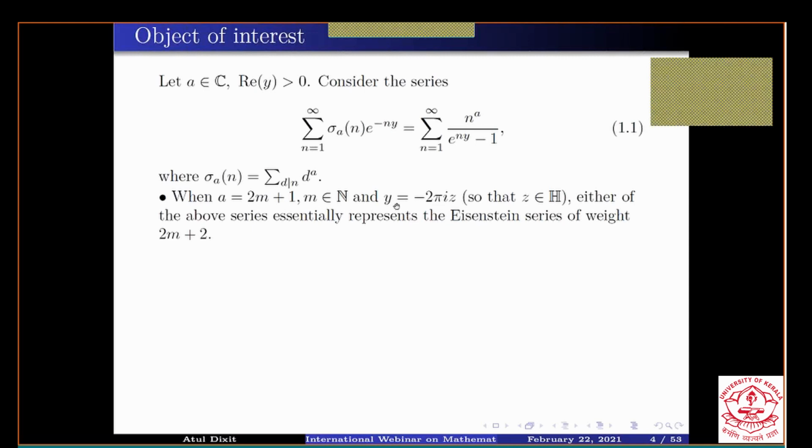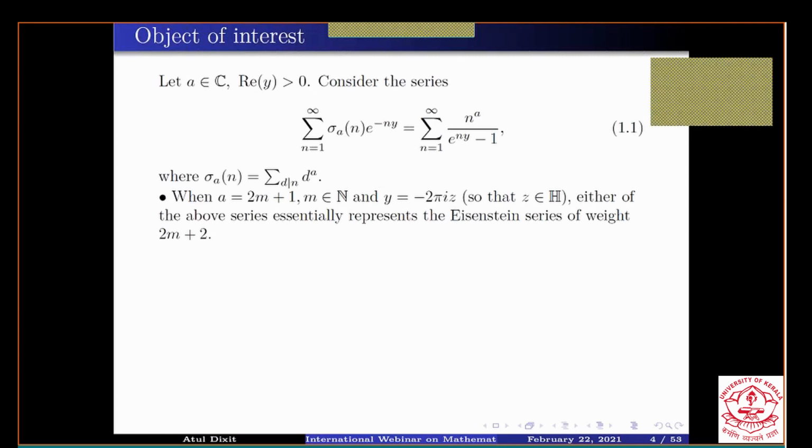Okay, so we can go back and forth between the upper half plane and the right half plane. When people work in modular forms, they always like to have the variable put in the upper half plane, but otherwise it's okay to even look at the right half plane with the appropriate condition, real part of y greater than 0. So when A is 2m plus 1 in this particular case, either of the above series essentially represents the Eisenstein series of weight 2m plus 2.